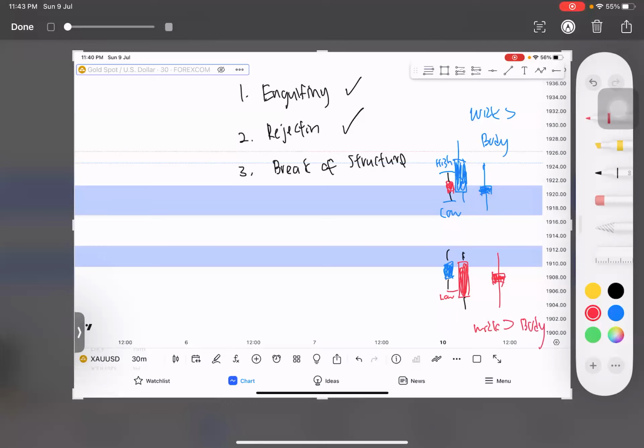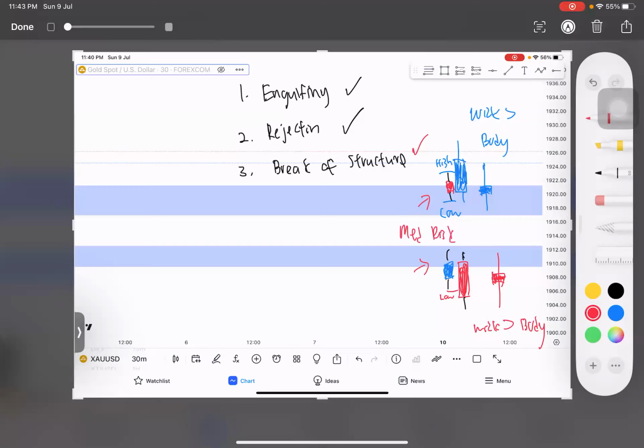This is the third one. So far, any questions? I might explain the break of structure first, then I go through the questions. The break of structure is the low risk one. For these two, engulfing and rejection, they are considered as mid risk.